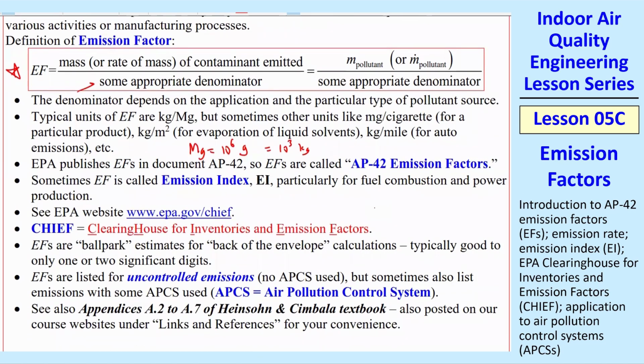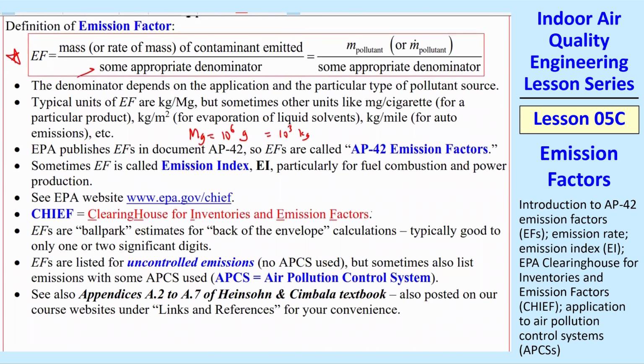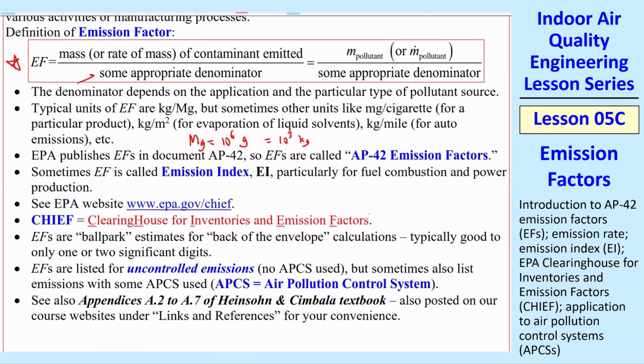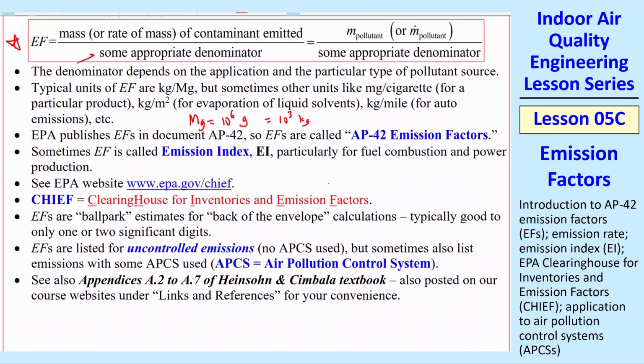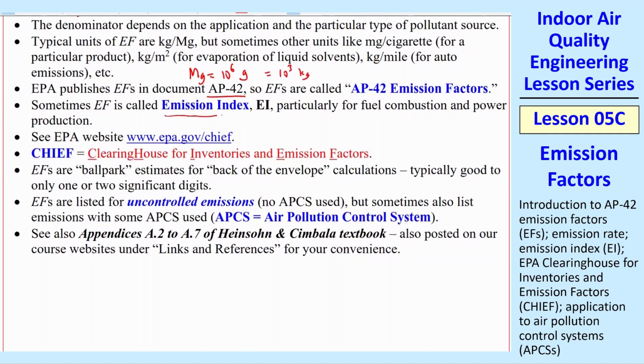But that denominator can have any other units, lots of units. If you're talking about cigarettes, milligram per cigarette, or kilogram per meter squared for evaporation, kilogram per mile for auto emissions. When we talk about tunnel ventilation, we use that in my ME 405 class. EPA publishes these EFs in a document that, long ago when they first did it, was called AP42. So sometimes you'll hear people talk about AP42 emission factors. There's also an EI, which is an alternate name. This is the website where they have them, and CHIEF means clearinghouse for inventories and emission factors.